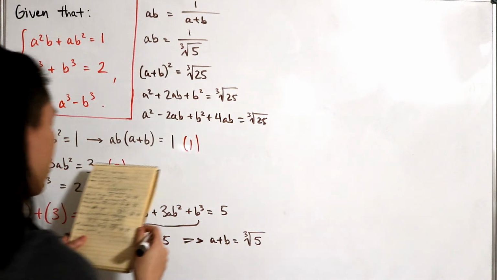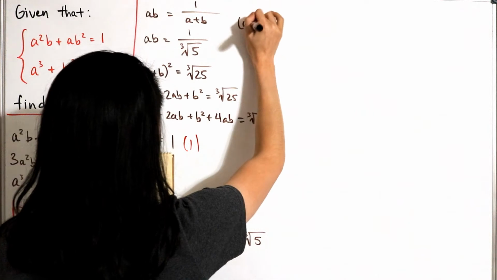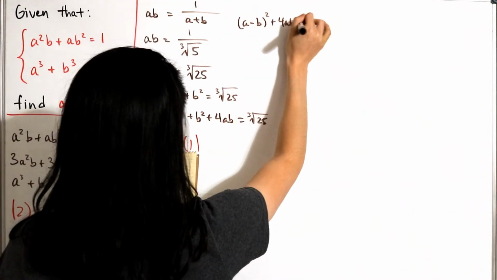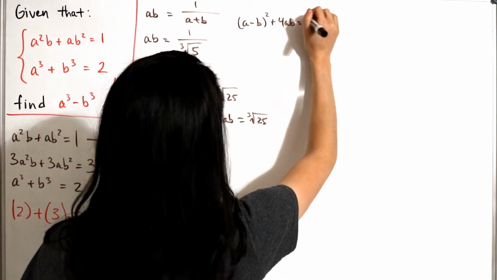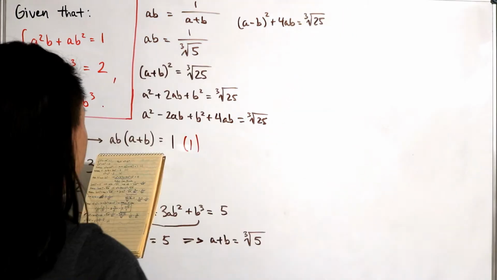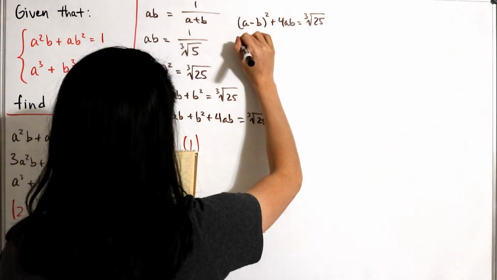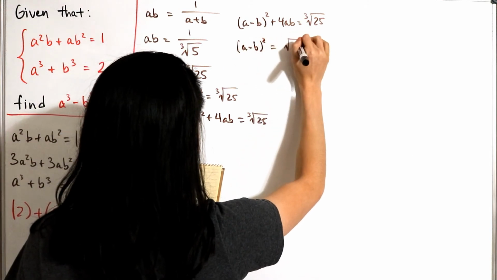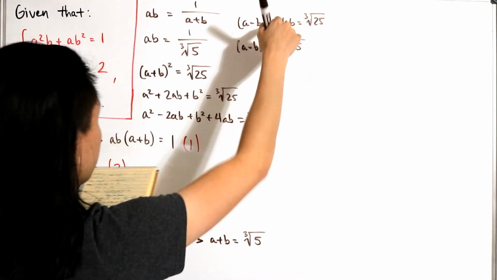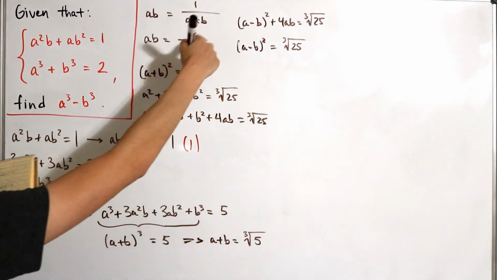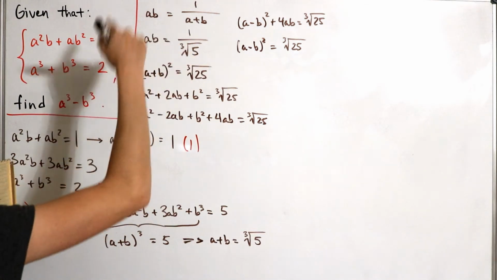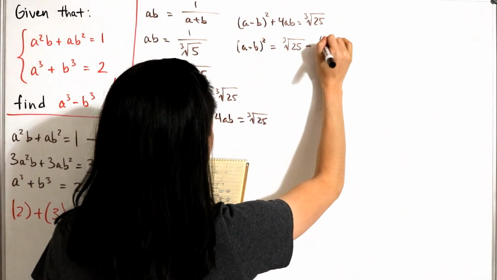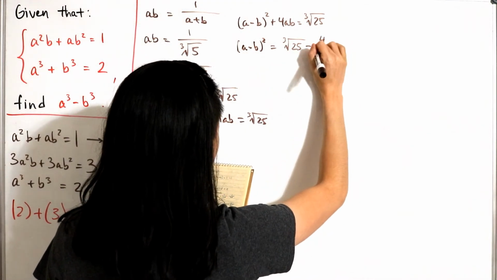So we would actually have a minus b squared, and then add this with 4ab, which is still equal to the cube root of 25. If we subtract the 4ab from both sides, a minus b squared equals the cube root of 25 minus 4ab. We said that ab is equal to 1 over the cube root of 5, so we just multiply this by 4, so now this will be subtract 4 divided by the cube root of 5.